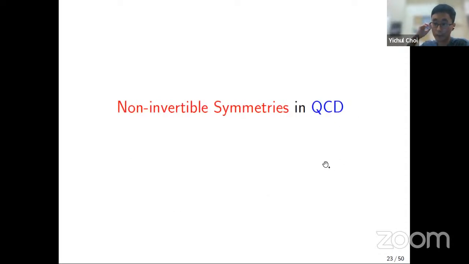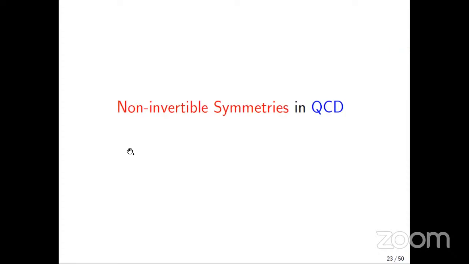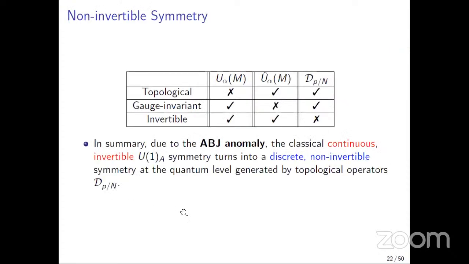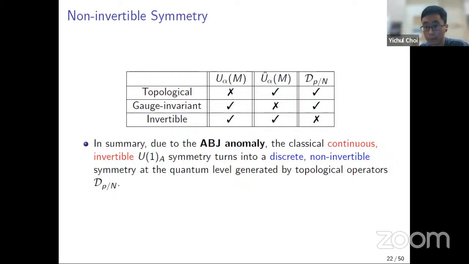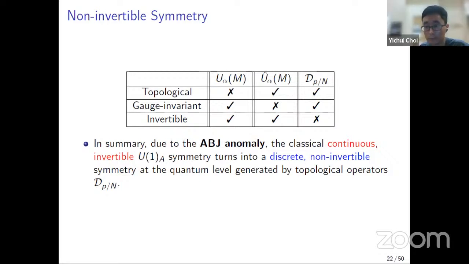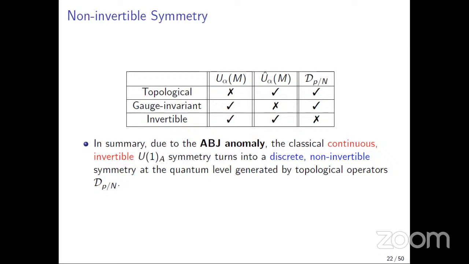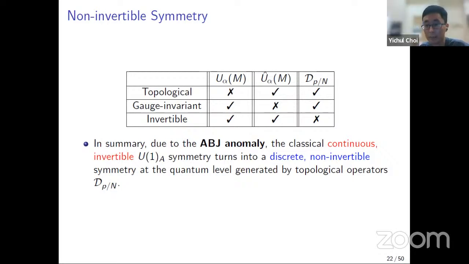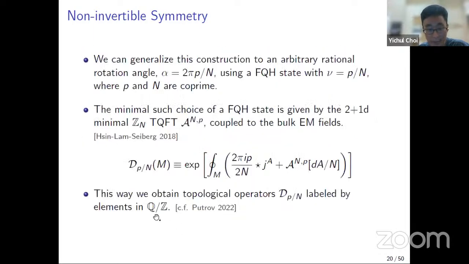Now let me move on to QCD. Excuse me, I have a question here. So you consider a model with a U(1)_A symmetry, okay? And then you say that this has this non-invertible symmetry, but with arbitrary choice of p and n. So all those symmetries are present simultaneously. Do you mean that? Yes, I mean that. So in particular, we have symmetries that are labeled by elements in Q mod Z.